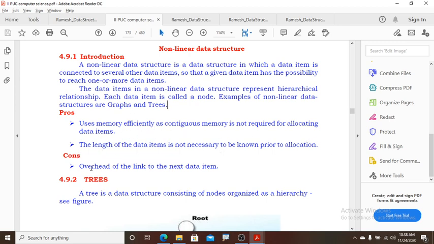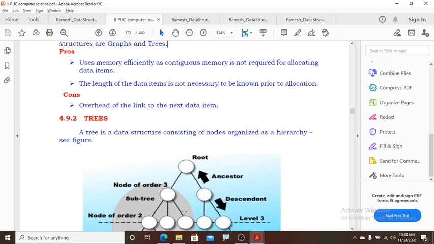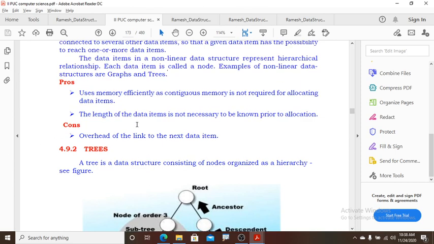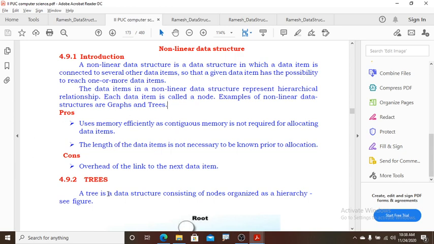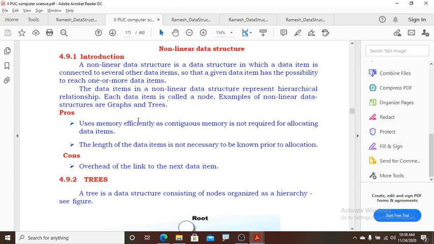And the con: overhead of the link to the next data item. That's a disadvantage, the overhead of the link. See, here we are linking this, again linking this, again linking this. Overhead means it will have some difficulty. Suppose multiple data items are there, and we are linking everything. That is the overhead and a disadvantage. They may ask the question in a different way: what are nonlinear data structures, what are the pros and cons, and mention one example. You have to answer like this. So that is about nonlinear data structures.